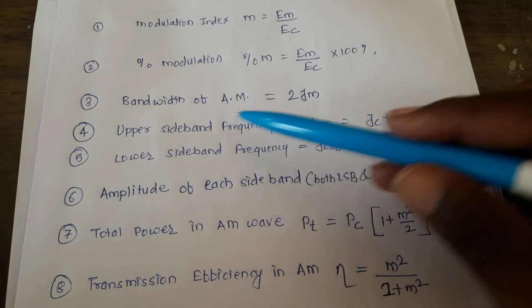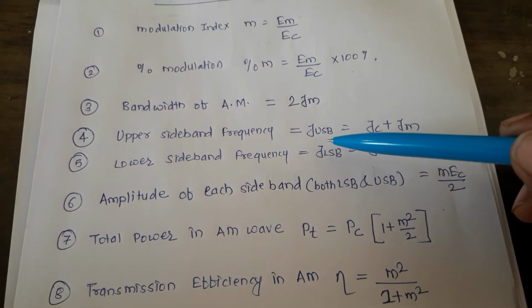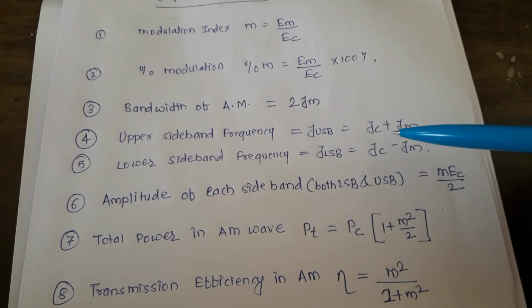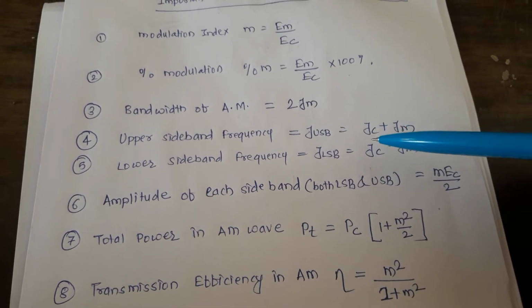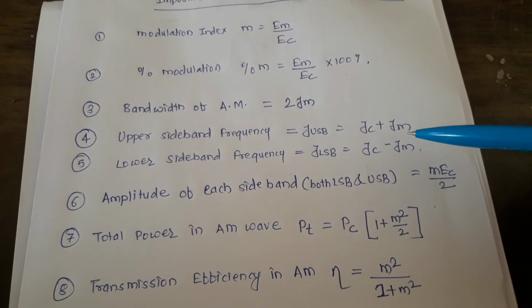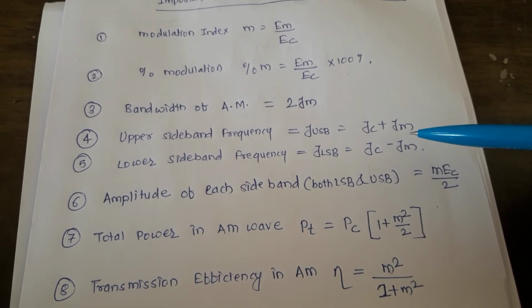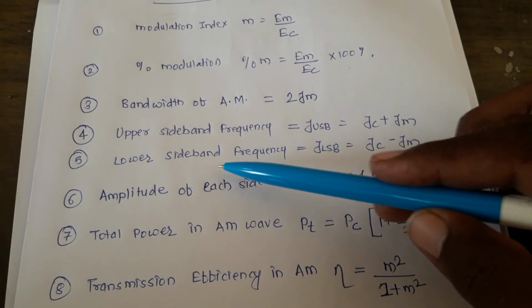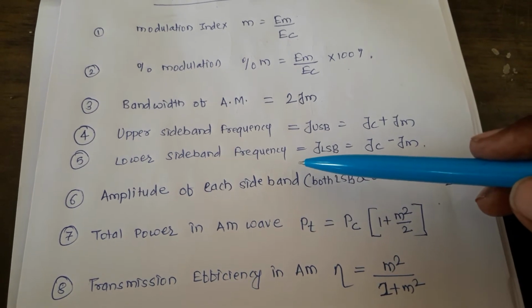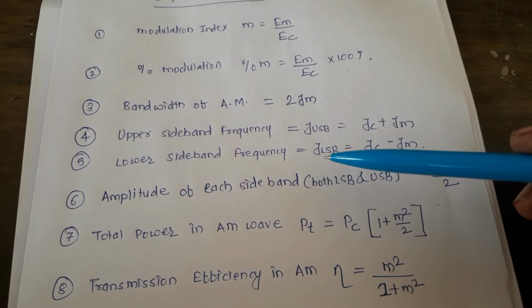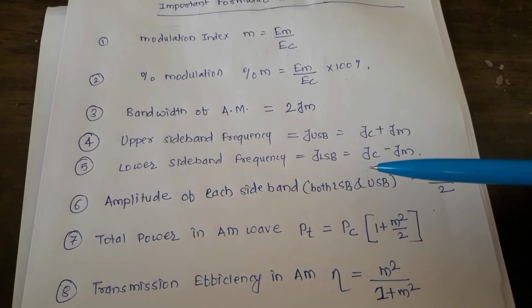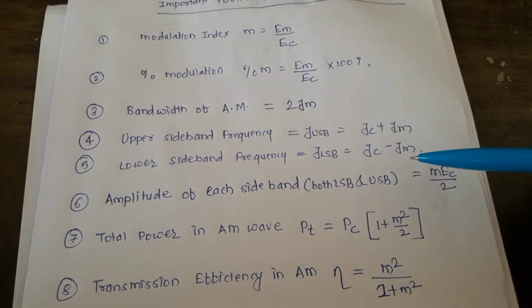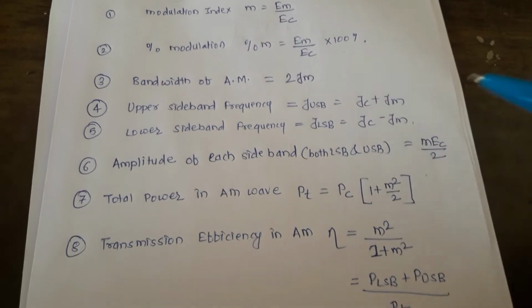Now the upper sideband frequency component is always denoted by FUSB, and it is calculated by FC + FM, where FC is the carrier frequency and FM is the modulating frequency. Similarly, the lower sideband frequency in AM is always given by FLSB, which is equal to FC − FM, where FC is the carrier frequency and FM is the modulating frequency.